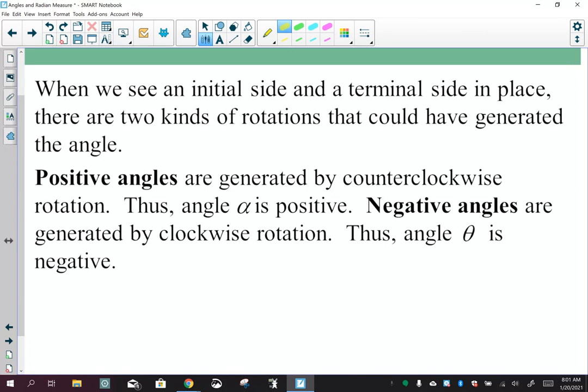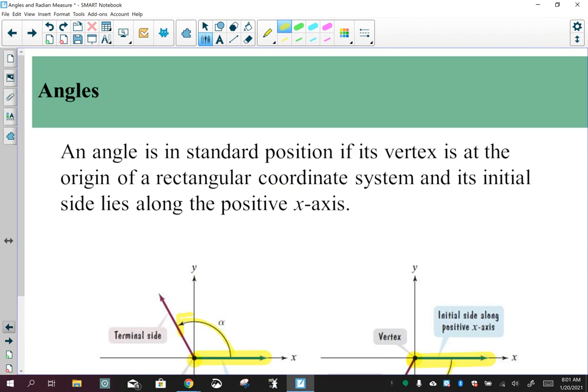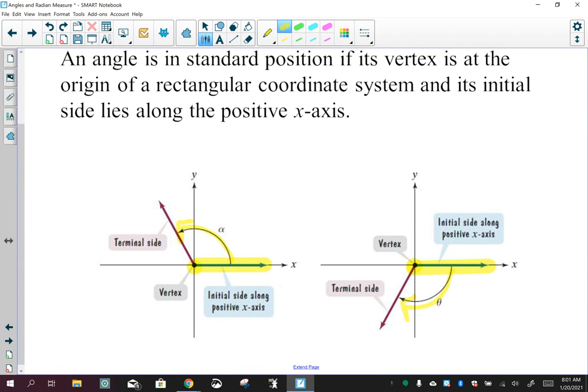Your positive angles are generated by a counterclockwise rotation. What that means is I'm actually opening it up. If you remember your quadrant numbers, your quadrants are always numbered in counterclockwise order. That's how you traditionally name your quadrants. As long as you go in that order, you're going to have a positive angle. But if you go in reverse order, like in this one right here, and your terminal side ends here, then you have a negative angle.